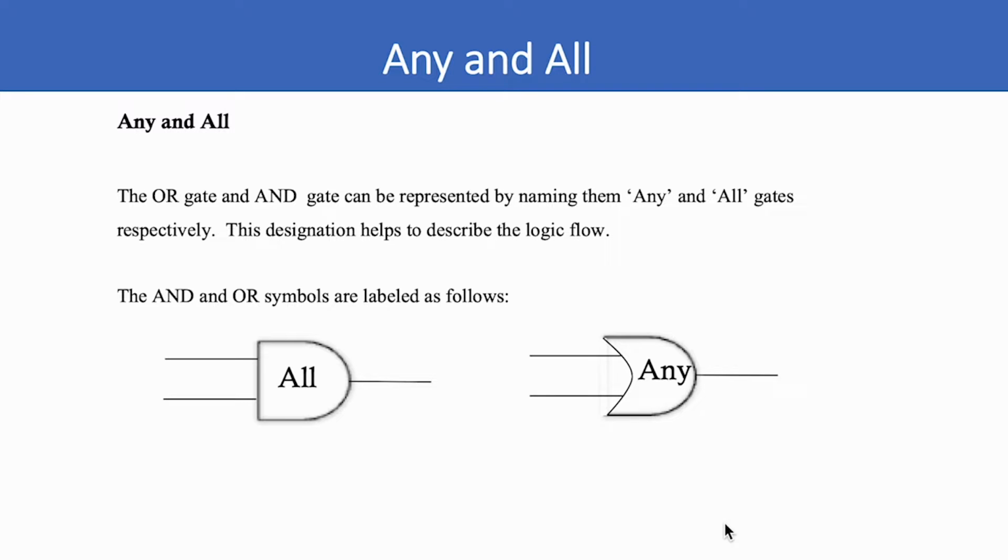Well, first of all, when we look at a logic circuit, we want to be able to understand the logic flow within that circuit. So, in order to understand it better, instead of saying this is an AND gate right here, we'll call it an ALL gate. So this symbol, which is an AND symbol, we'll call it an ALL gate. And this symbol, which is an OR gate, we'll call it an ANY gate. This designation of ALL and ANY helps us describe the logic flow.